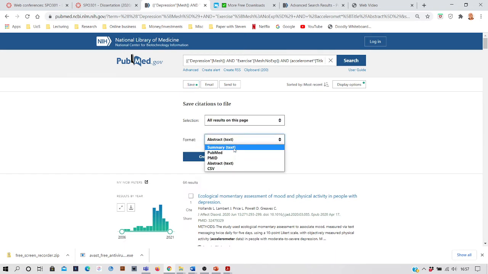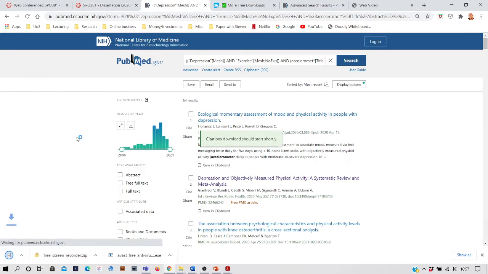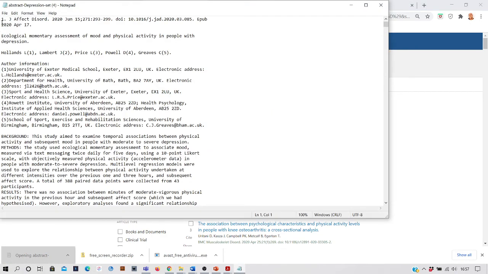and you want the abstract of each paper, and it'll just come out as a text file. So yeah, you want all the results on this page, in the format of the abstract of each one in a text file. Create that file. We'll see it appear here. Click and open it.